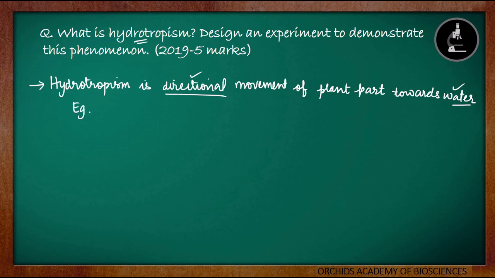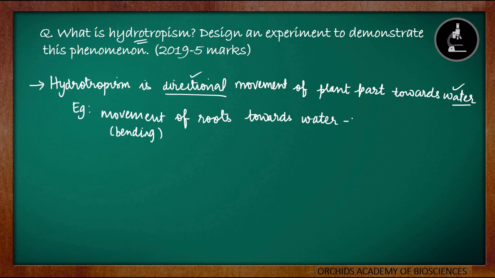We can even give an example: movement of roots, or we can also say bending of roots towards water, and this signifies positive hydrotropism.